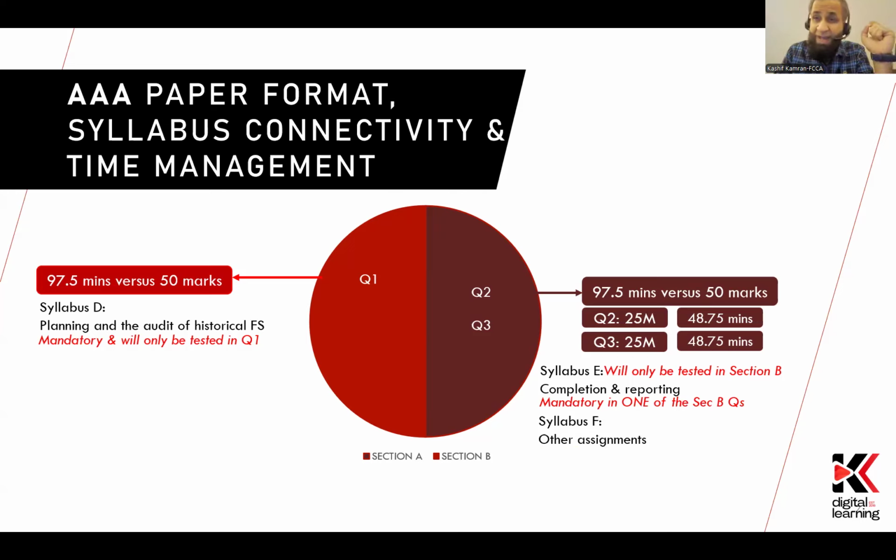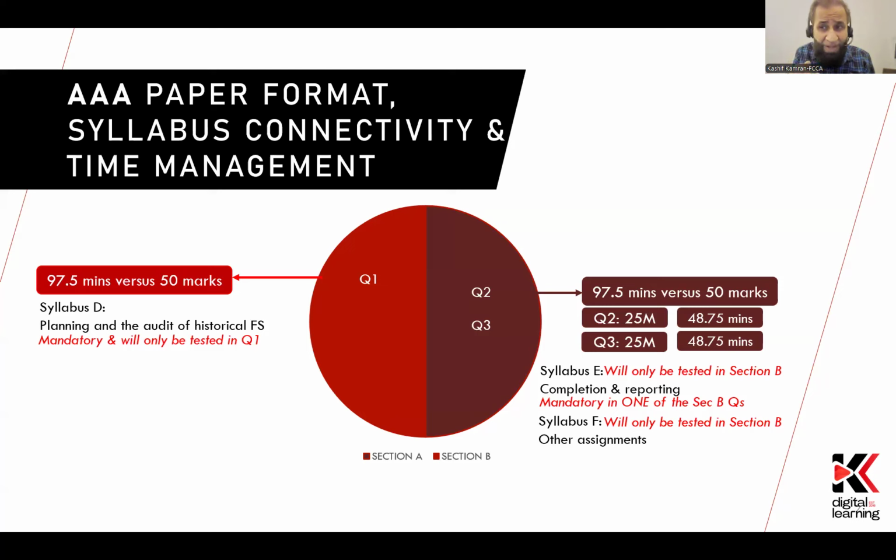Next, syllabus area F, other assignments, will only be tested in section B. It will not come in section A, never. So some of the syllabus areas are like blocked. Syllabus area D is blocked in section A. Syllabus areas E and F are blocked in section B. They will not swap their positions. Never. But syllabus area E is important because one of the questions has to be from syllabus area E. It's mandatory. But syllabus area F is important because it can only come in section B.